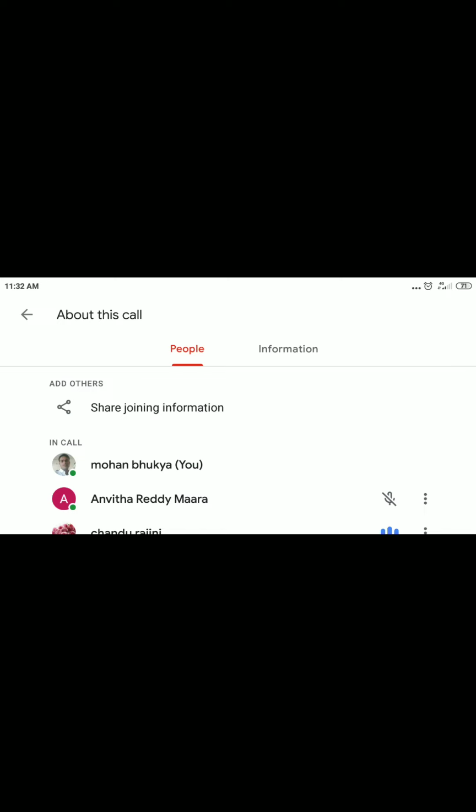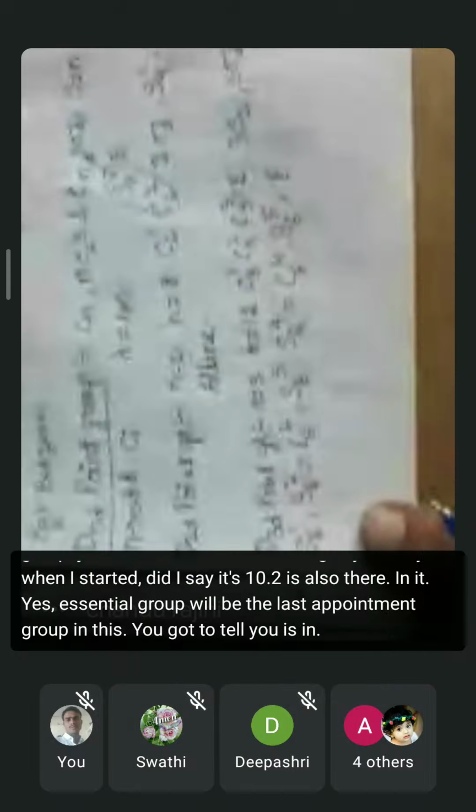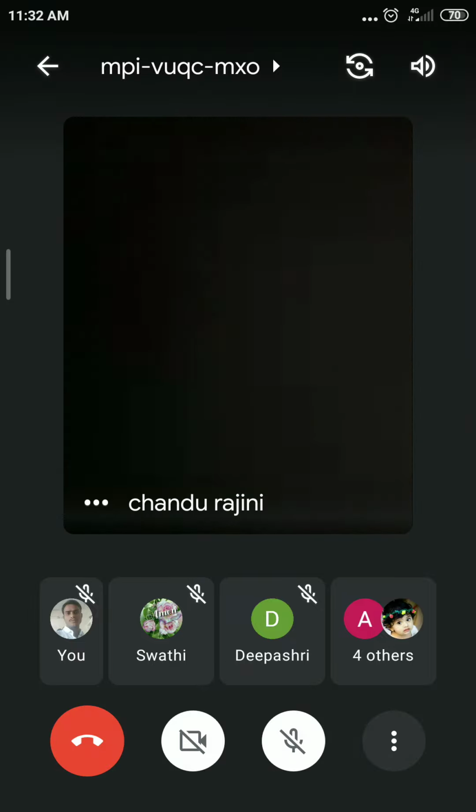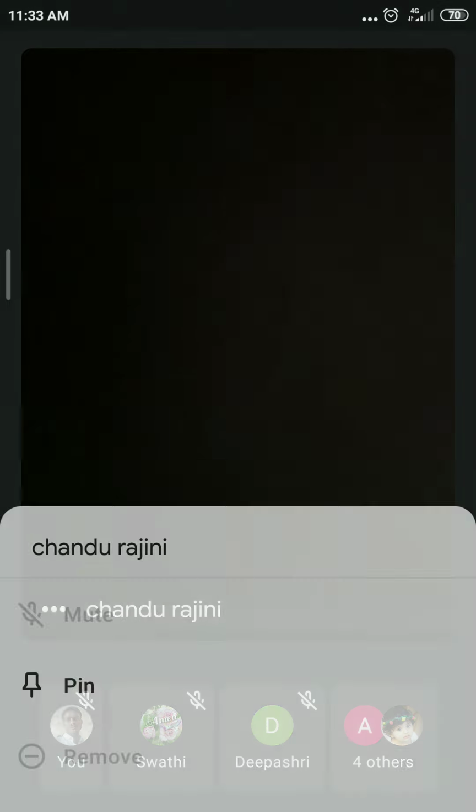Then lastly, we have the Sn point group. Just a minute there. So molecules with high symmetry, when I started, did I say the Sn point group is also there in it? The Sn point group will be the last point group in this. Forgot to tell you. Sn point group.